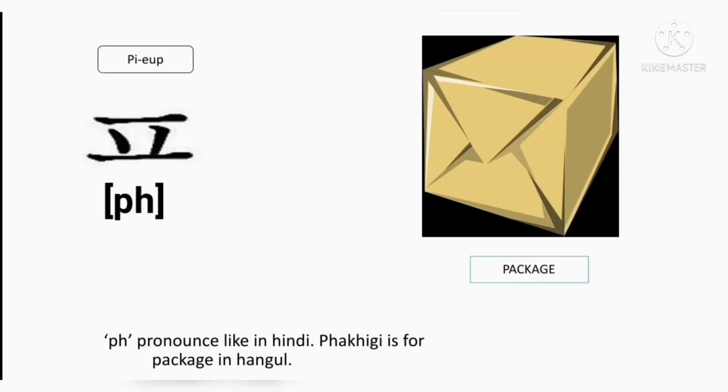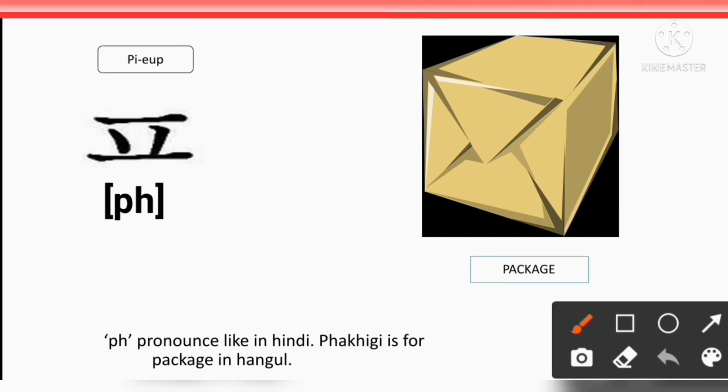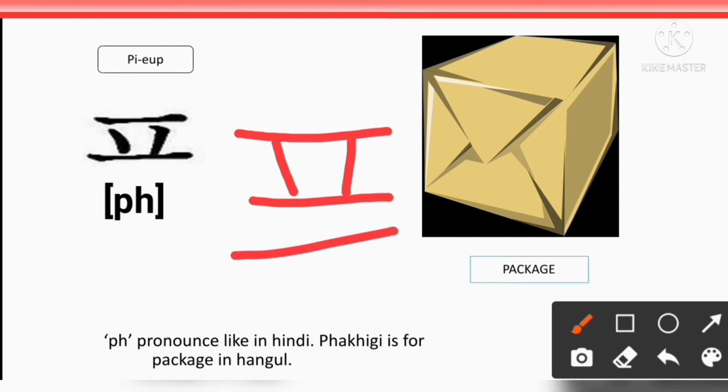This one is piap, which sounds as p. Example is package. So package in Hangul is called pakiji, and it's full of lines. Okay, like 1 line, 2 line, 3 line, 4 line, and this is our p. I hope it's very easy. I'll make it again. 1 line, 2 line, 3 line, and 4 line. This is p.